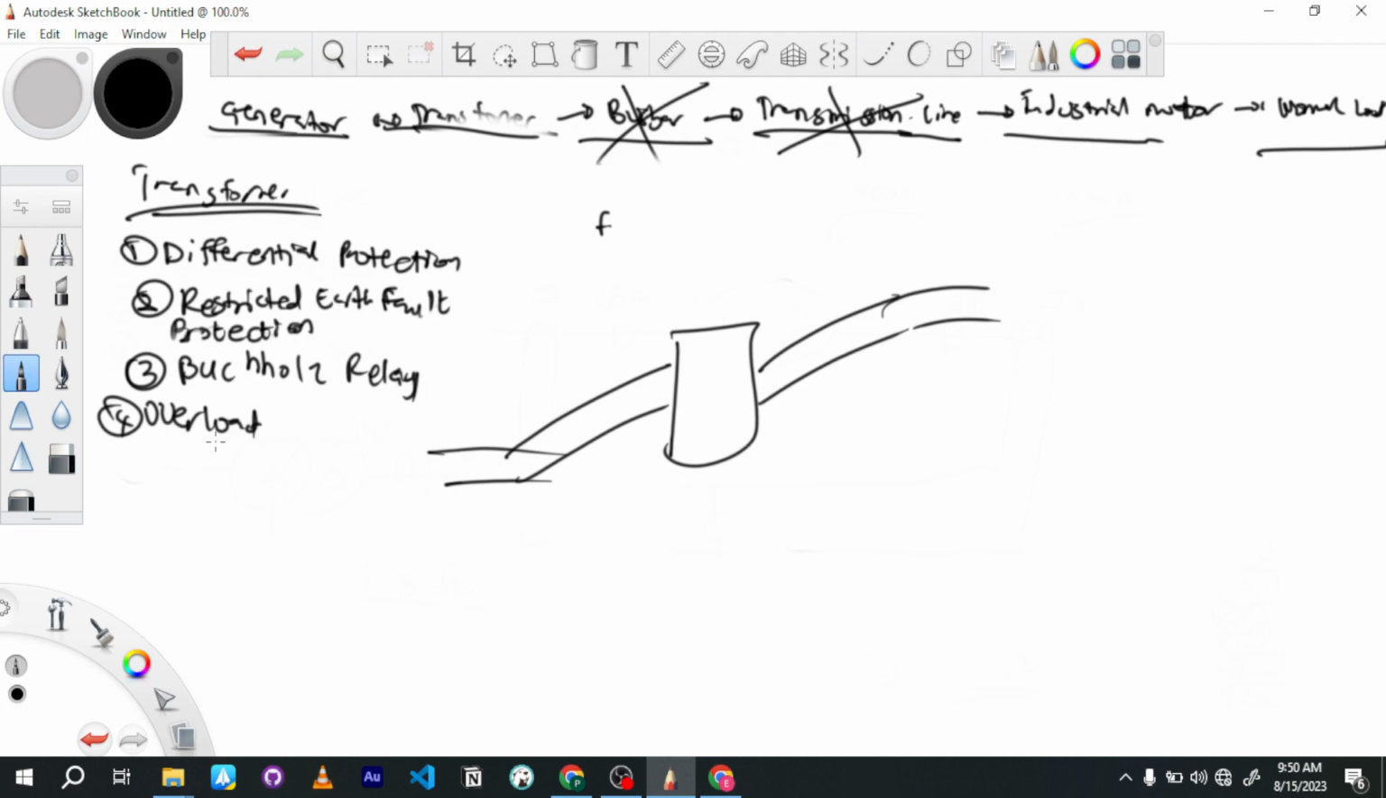The generator is the one that is most prone to faults, right? So this one, let me use the slide. So one more thing, right? I've forgotten who said it, but they mentioned that if you are in doubt, use differential protection. Differential protection is actually the safest.